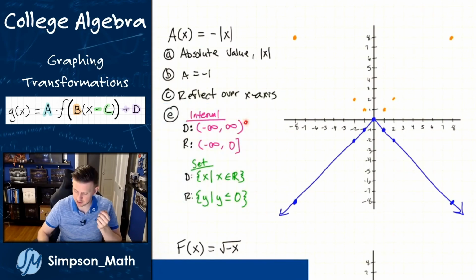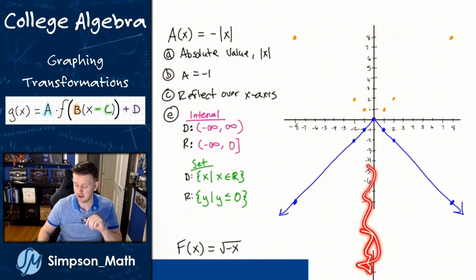All right, so notice that the domain is the same. All real numbers, -infinity to infinity. But then our range, it's not the same. Before it was 0 to infinity, or greater than or equal to 0. Now, my lowest value is -infinity and my highest value is 0.